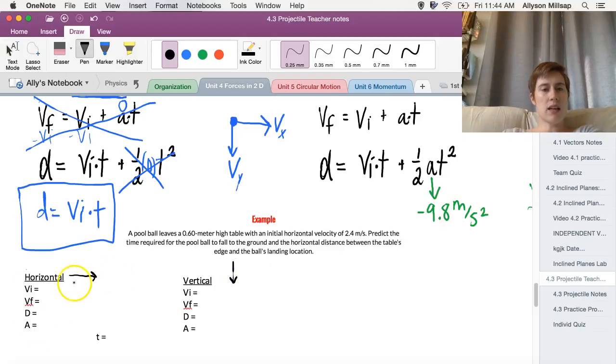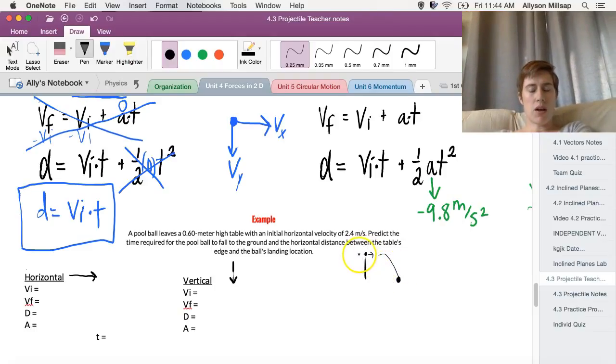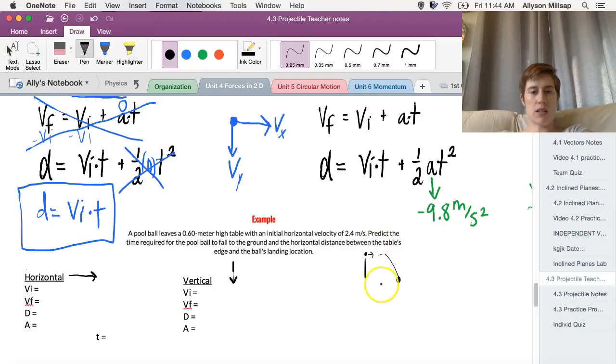So let's just go ahead and draw the picture here. Here's the 0.60-meter high table. Here's the ball. It's being thrown this direction with the speed, and we know it's going to fall down like this. So we're dealing with a ball that's being thrown horizontally. It's not going up and back down, okay?